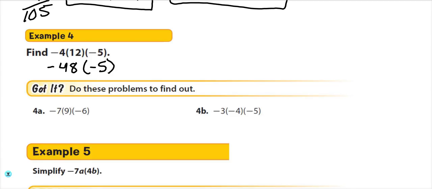All right, that's going to give us 240. And it's going to be positive because, again, we have same signs. Same signs are positive, different signs are not. All right, now let me show you the other way.